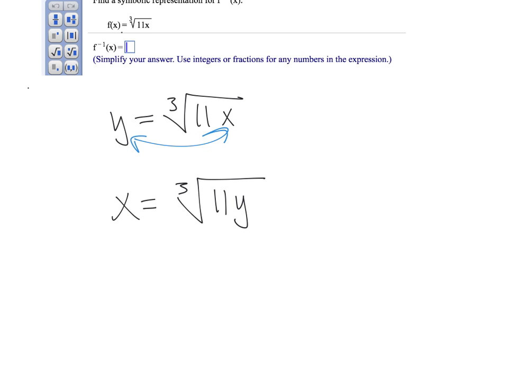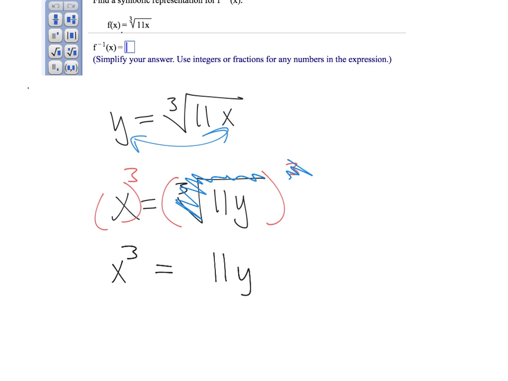All right, now, in order to get rid of this radical expression here, the third root, we're going to raise both sides to the third power. And that's because I want you to think of the third root and raised to the third power as the opposites of each other. And so this radical expression and this exponent undo each other. And so you end up with 11y is equal to x cubed.